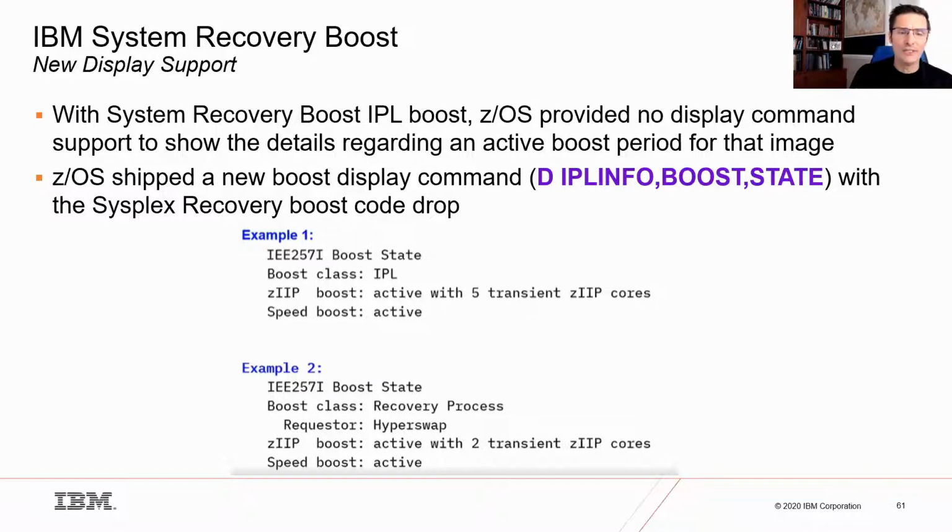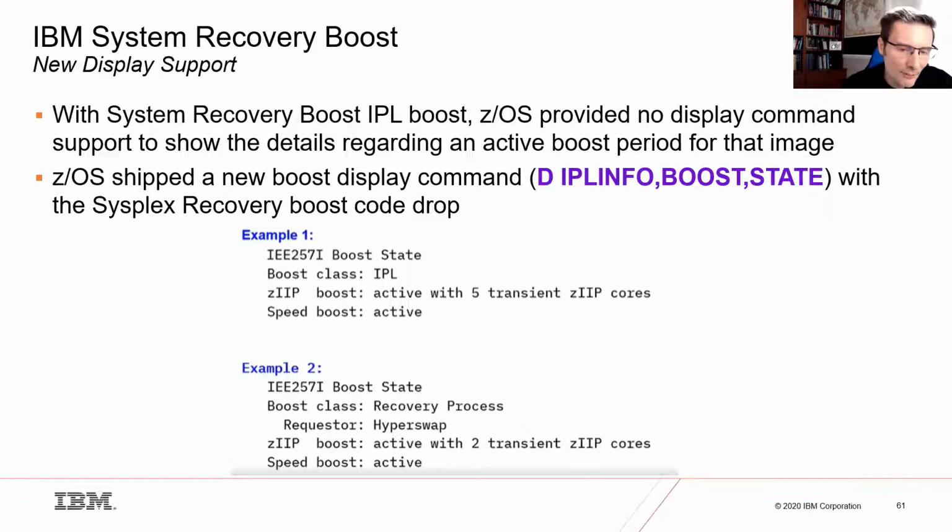And so with this new boost display command, DISPLAY IPLINFO BOOST STATE, we're able to show you both an IPL boost, which is the stage 1 boost that we talked about for the first part of this, as well as stage 2, which is a recovery process boost. And it even tells you which particular recovery process in the requester field. In this case, it was HyperSwap.